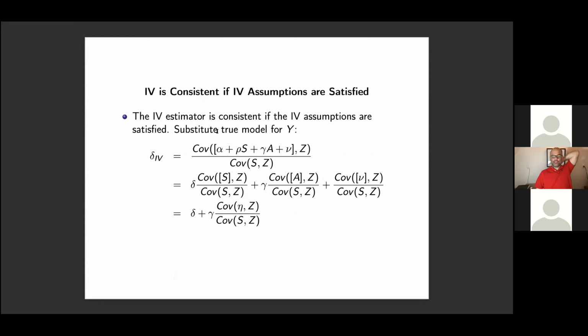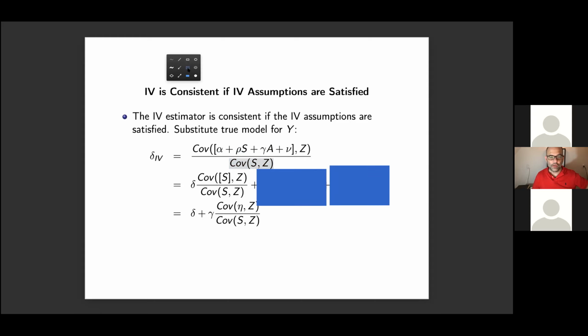So the IV estimator is consistent if the IV assumptions are satisfied. So we can put back in here the covariance that we did here, put in that alpha, all those terms. Sorry about that row here. That's a mistake. That should be delta. And then divide it by schooling, divided by this term right here. We get all these three. We need for this to be 0.